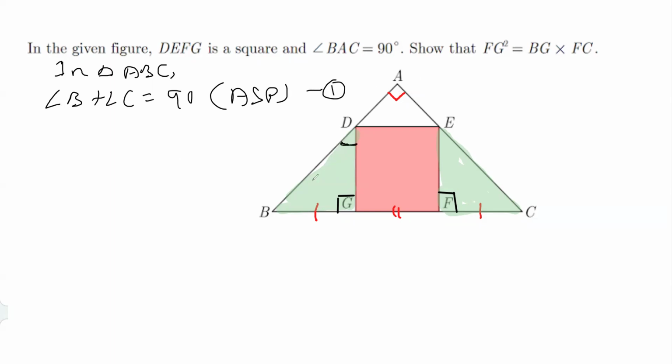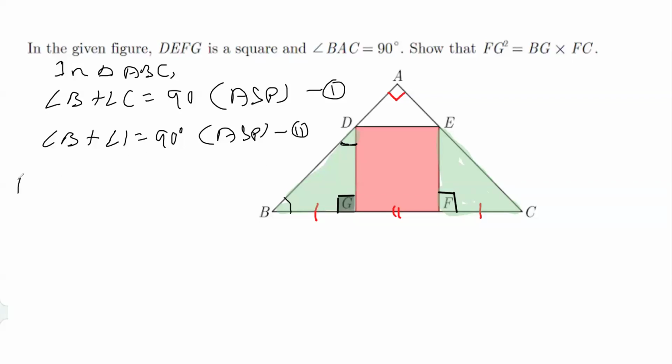Now consider this triangle, that is BGD. Here in this triangle, we can also say that angle B plus angle 1 is equal to 90 degrees for the same reason, that is angle sum property. Why so? Because one angle is given as 90 degrees in this triangle. Therefore, the sum of the other two angles, that is this and this, should be 90 degrees by angle sum property. I mark it equation 2.